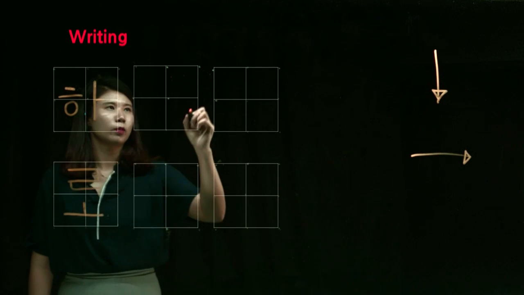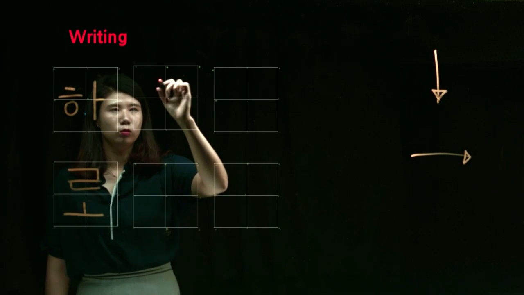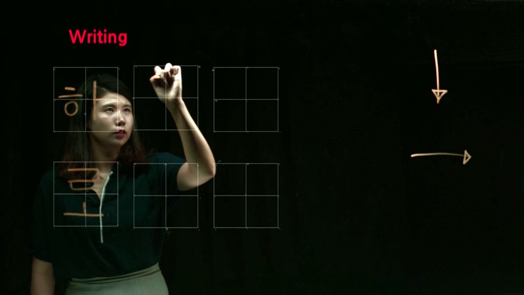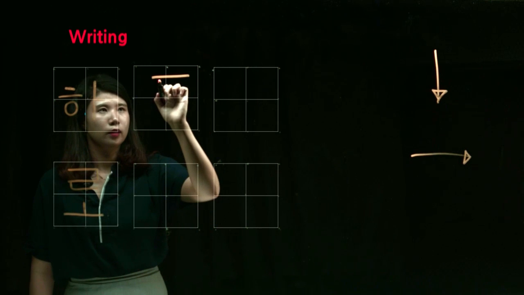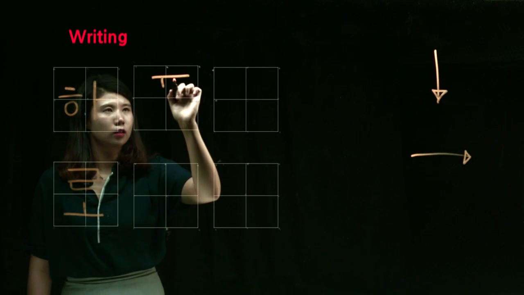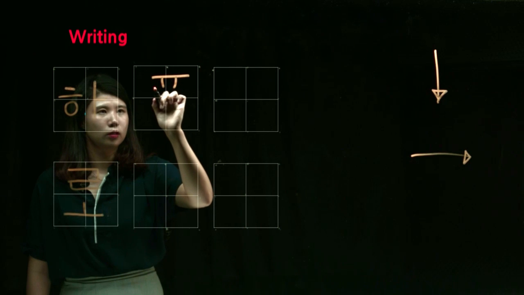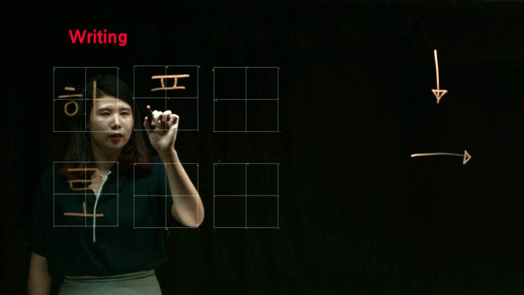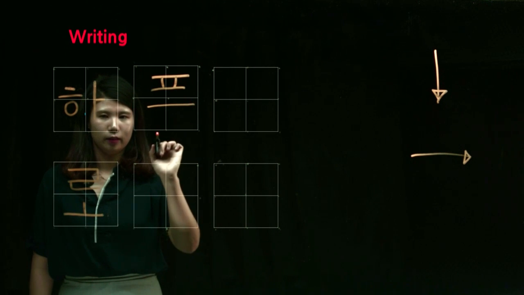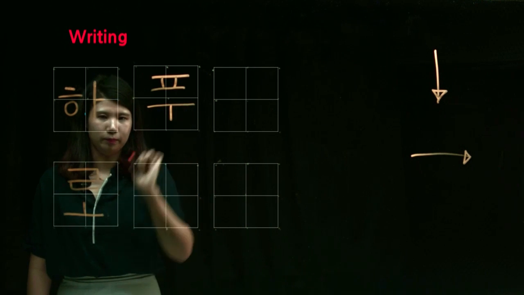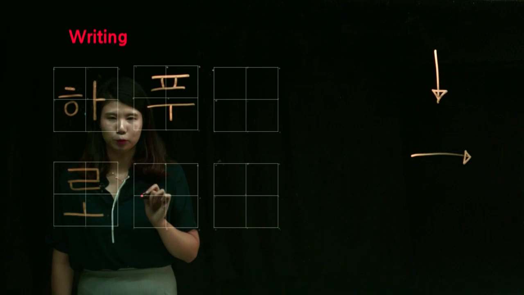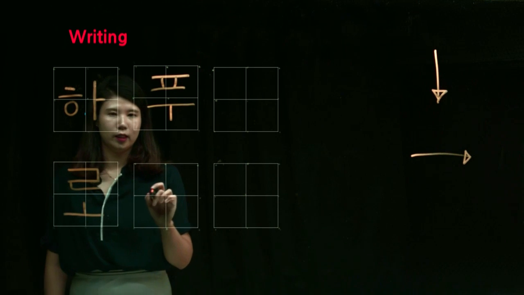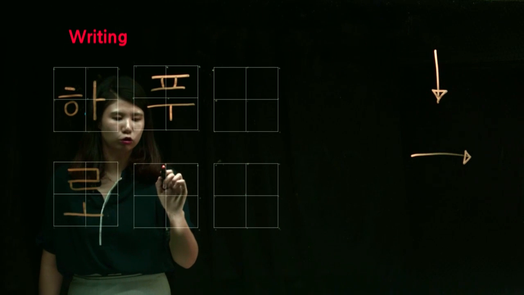Okay, let's try writing pu. Pu goes left to right. Left stroke. Right stroke. Left to right. P, and top to bottom. P, p, p. Very good.